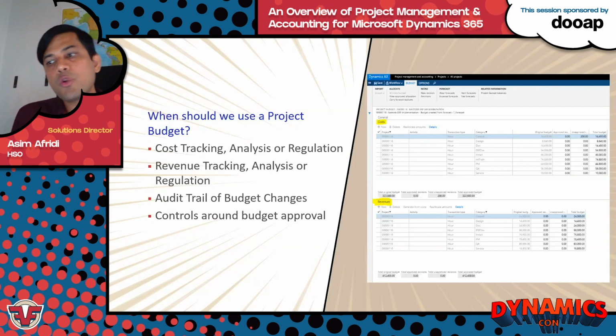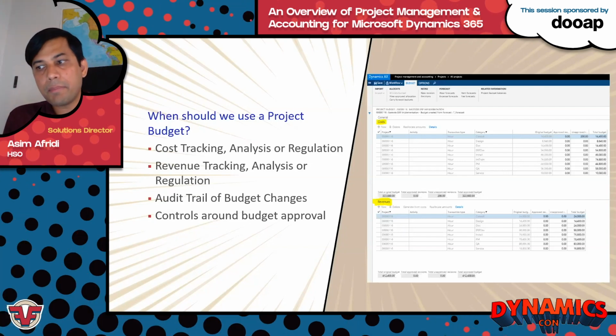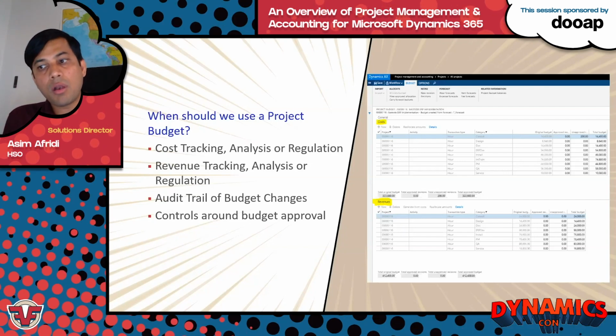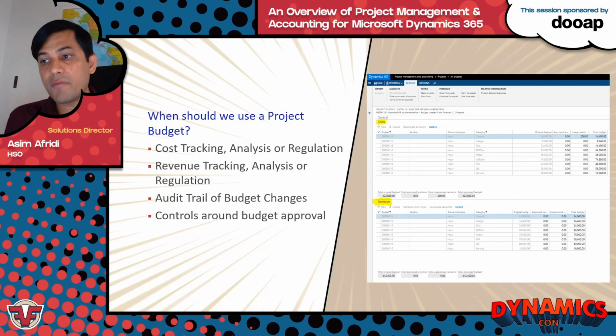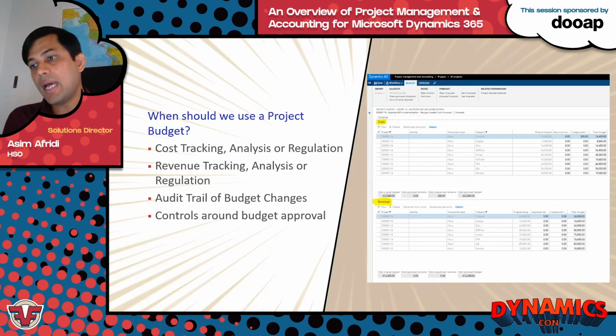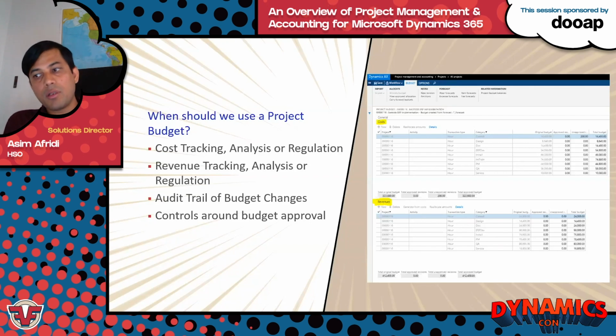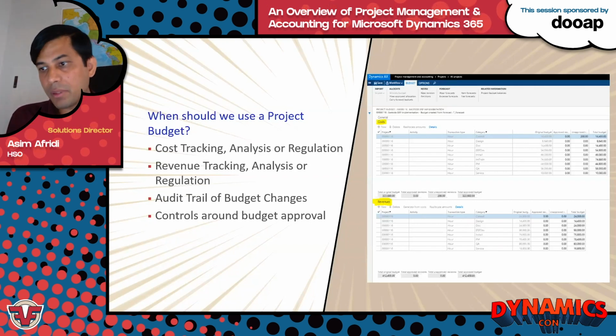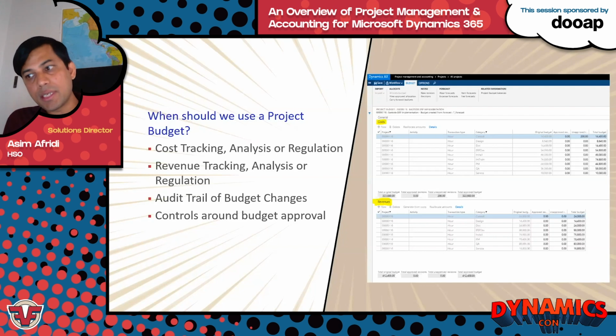As an example, I know internally most consulting companies do revenue budgets on all projects. At least the large ones make sure that we are tracking actual revenues versus the forecasted or budgeted ones. Another reason to use a budget would be if you need an audit trail for your budget changes. For example, every time you create an original budget or revise the budget, the system is tracking that information for you when you have a project budget created in the system.